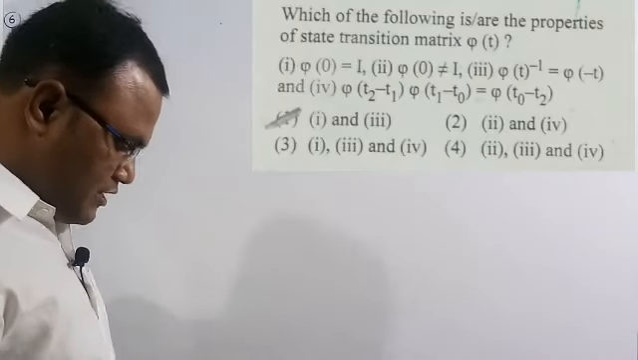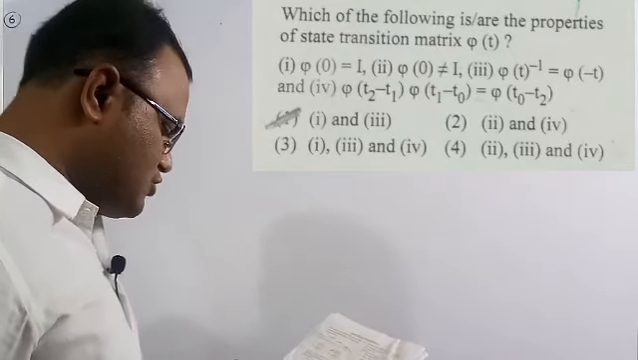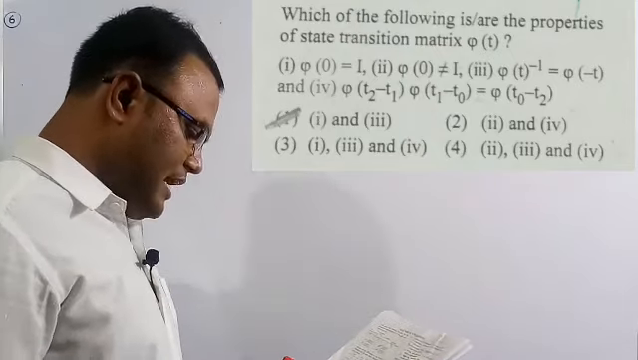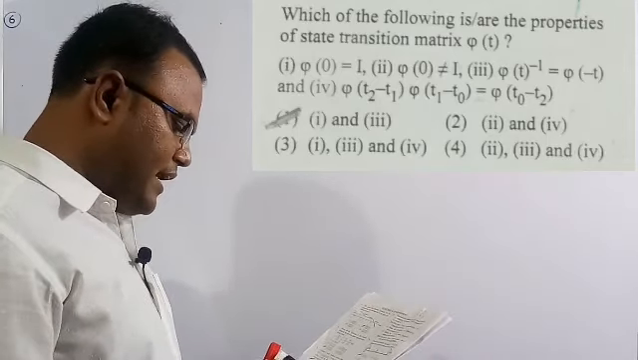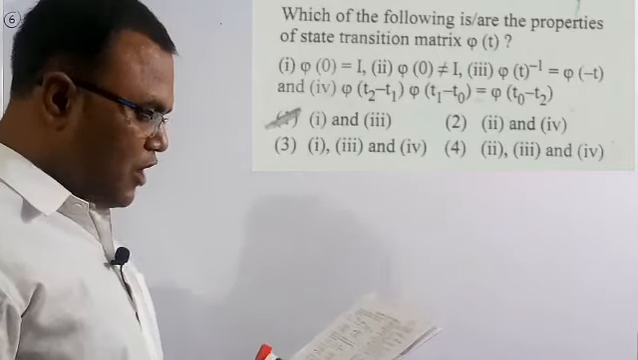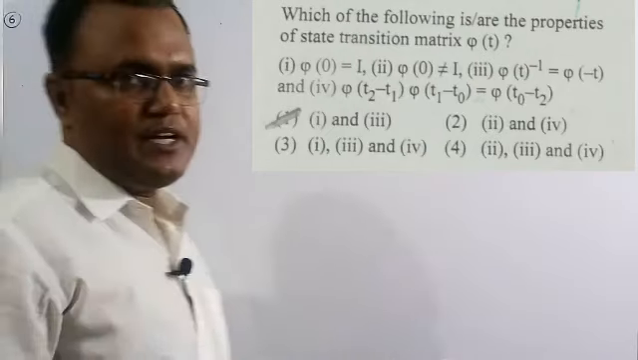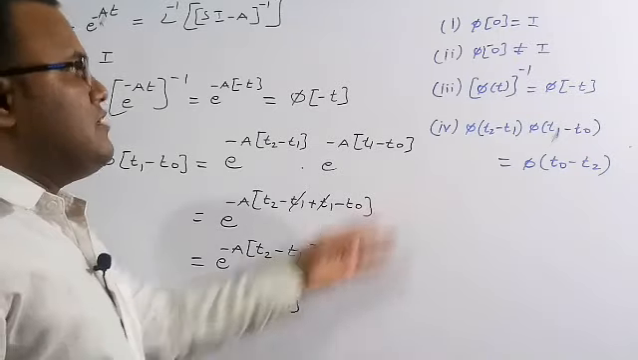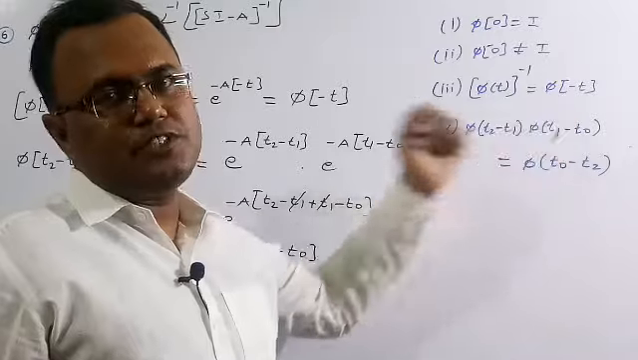So now we solve the next numerical, question number 6. See the question here. The question says: which of the following are properties of the state transition matrix phi of t? They have given 4 things and we need to find which of these are correct out of these 4 things. Here 2 and 4 are wrong and 1 and 3 are correct. So out of the 4 options, only the first option is correct. So let's solve this numerical. In the question they have given these 4 expressions and we need to check which are the correct expressions.